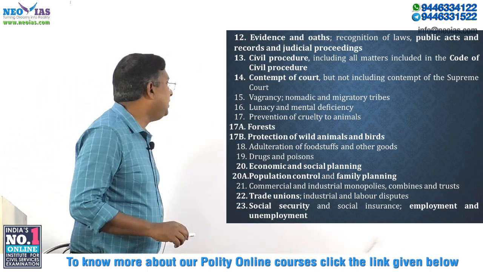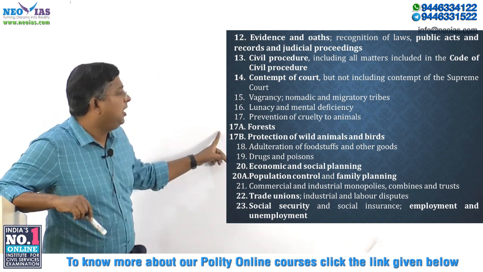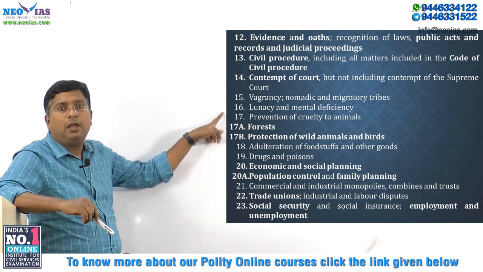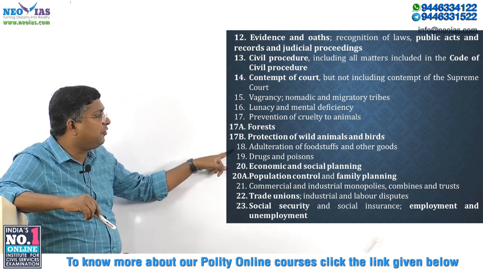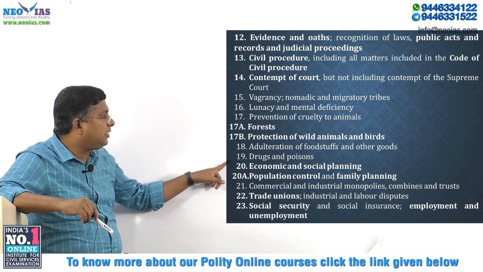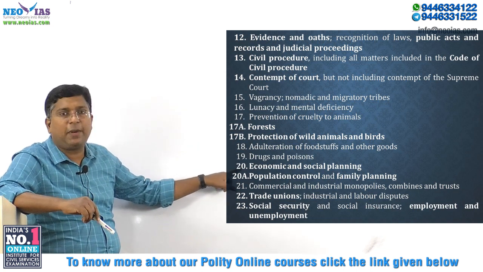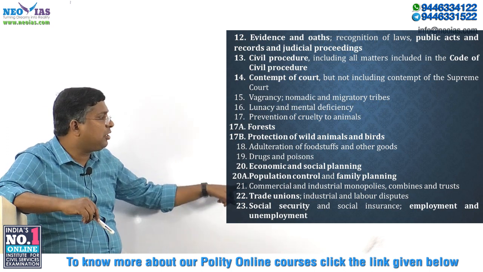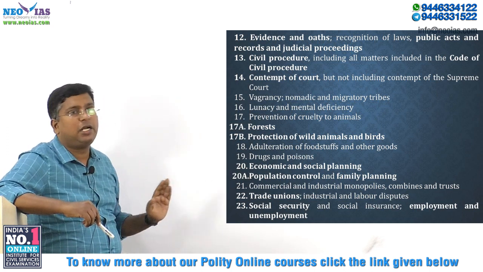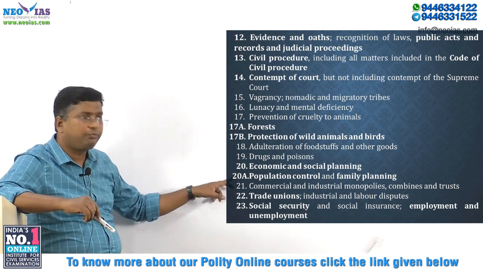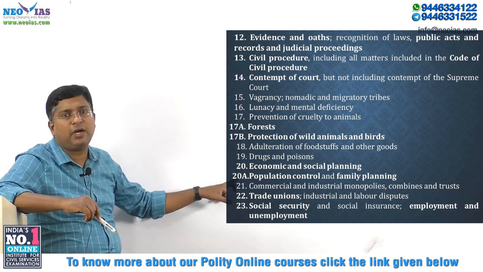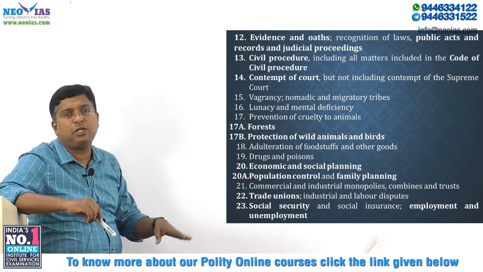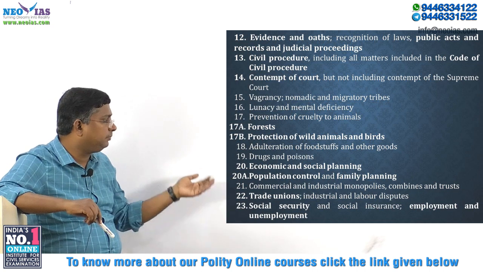Then the items which were moved: forest, protection of wild animals and birds. These items were moved from the state list to the concurrent list. Then adulteration of foodstuffs and other goods, drugs and poison, economic and social planning. Economic and social planning was earlier there in the concurrent list. Now, population control and family planning was also added to the concurrent list. Okay, this is very important. These two, 20 and 20A of the concurrent list. Economic and social planning is already there in the concurrent list. Now, population control and family planning is also there in the concurrent list.